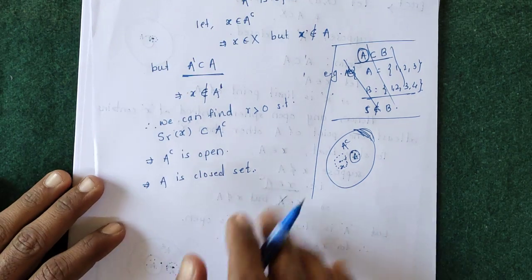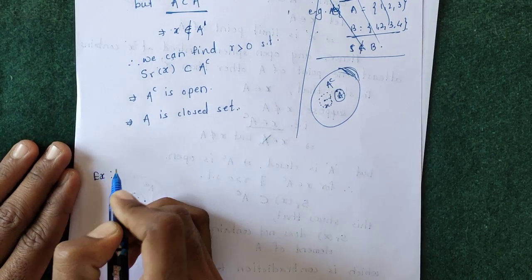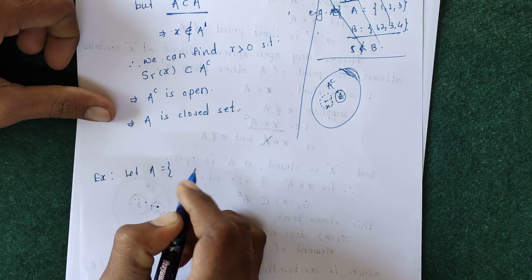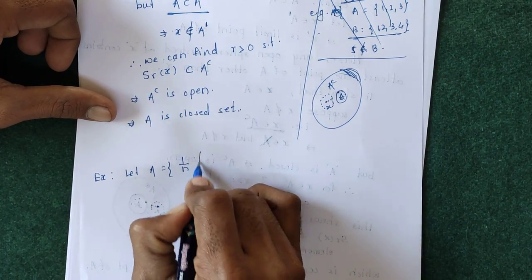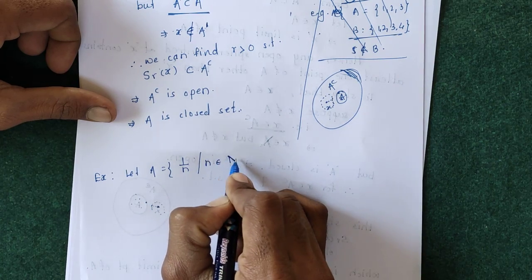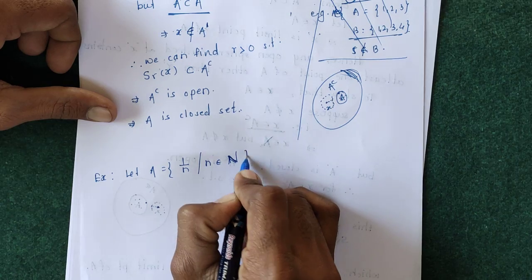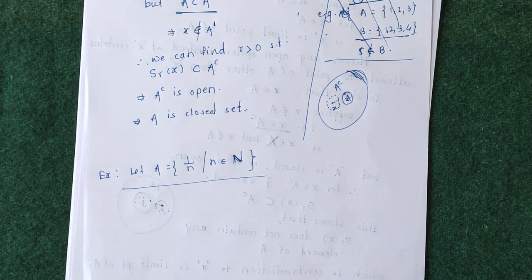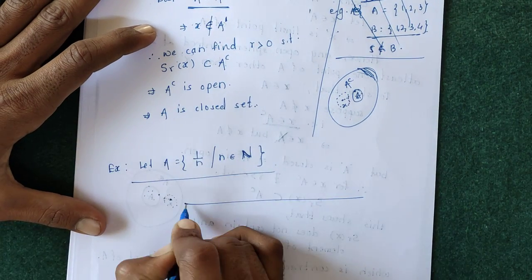Now we will take another example of a limit point. Suppose set A is given as the set of elements of the form 1 by n, where n is from the set of natural numbers, and we have to find the limit point of this set.